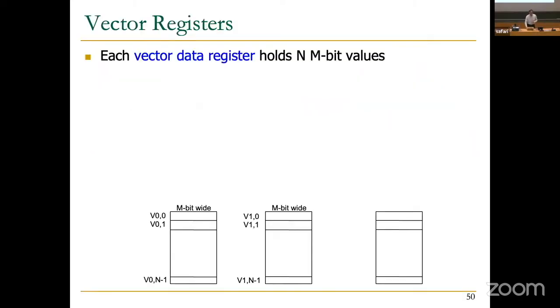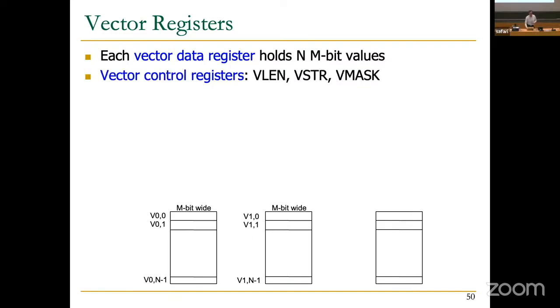Okay, so we're going to talk about vector data registers a little bit more. We have essentially each vector data register holding n-bit values. And you can see that you have vector register 0, vector register 1. You can have a vector register set, essentially a vector register file, as we have seen. And then we have vector control registers, vector length, vector stride. We already talked about this. And then I'm going to introduce the vector mask, because you should be able to do conditional operations on vectors.